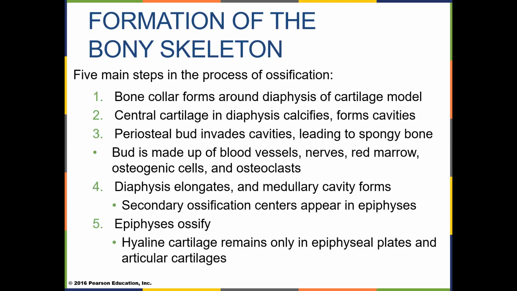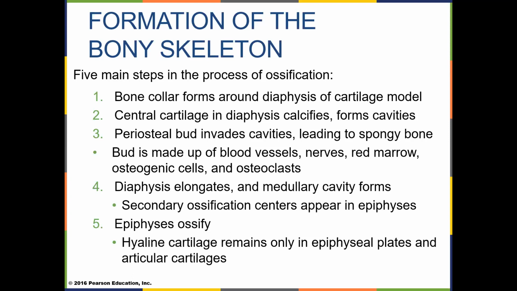And then we start forming secondary ossification centers in the ends of the bones, in the epiphyses. So everything starts growing together. These secondary ossification centers become the epiphyseal plates. Because remember, long bones are going to continue to grow from each end. They're going to grow outward, and they're going to grow lengthwise.